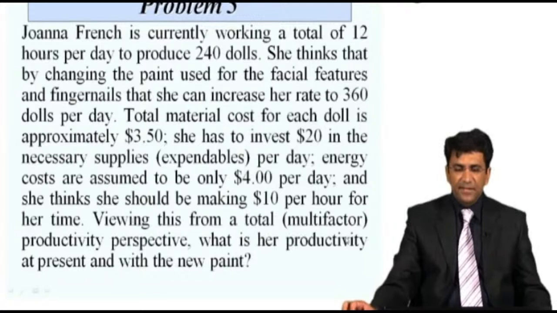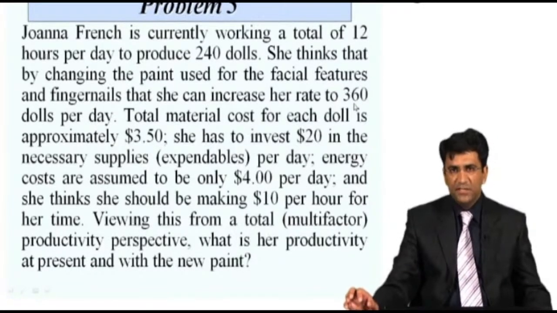Now students, let's discuss another example. Joanna French is currently working a total of 12 hours per day to produce 240 dolls. So again, 240 dolls is our output. She thinks that by changing the paint used for the facial features and fingernails, she can increase her rate to 360 dolls per day. Now students, after the usage of the new paint, the new output will be 360. So this is the particular information you will have to extract in order to calculate the productivity.